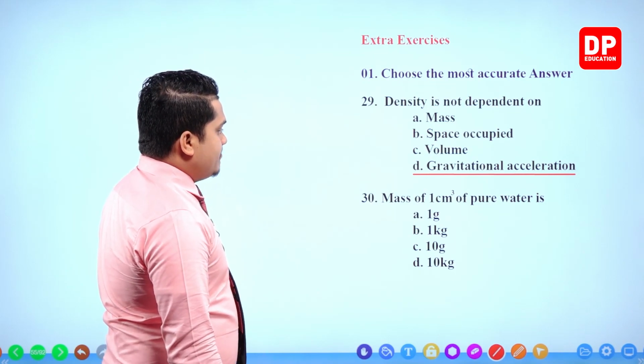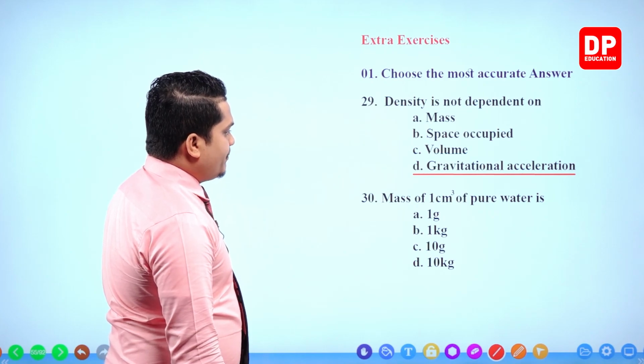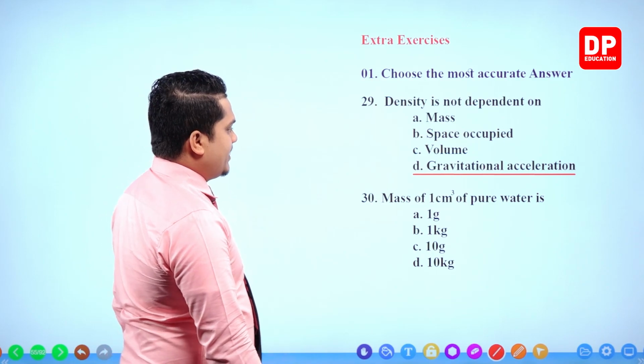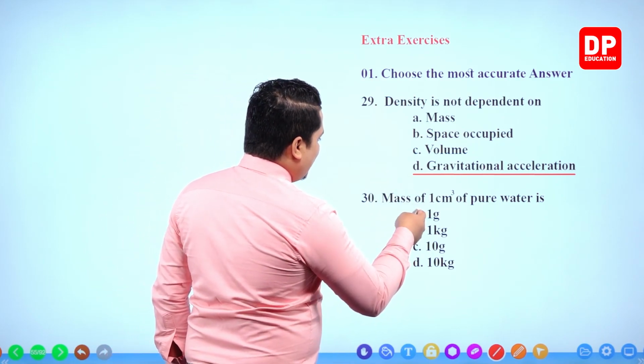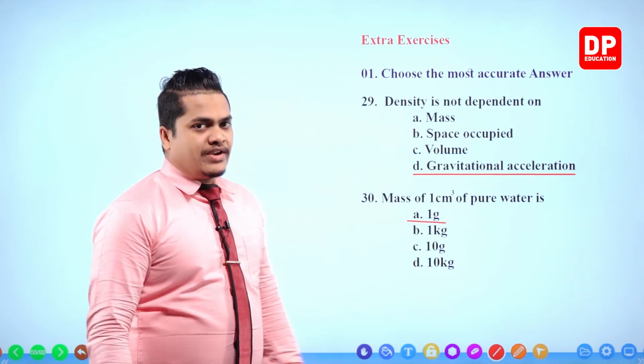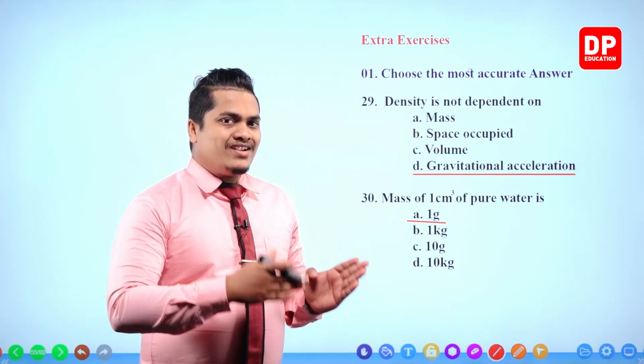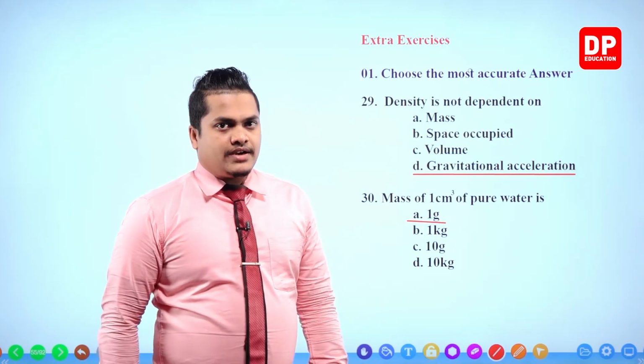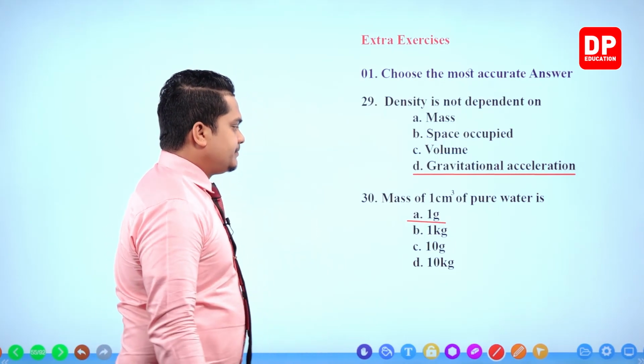So our answer would be gravitational acceleration. Density is not dependent on gravitational acceleration. Next one. Mass of 1 cubic centimeter of pure water. Very simple, my dear children. 1 cubic centimeter of water weighs exactly 1 gram. That is why the density is given as 1 gram per cubic centimeter.